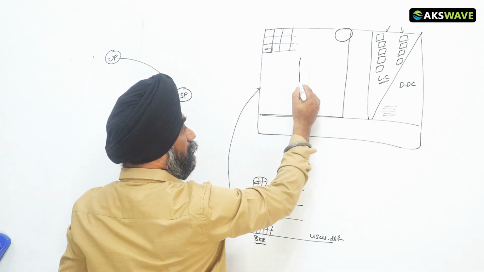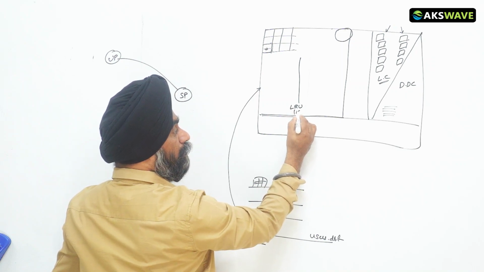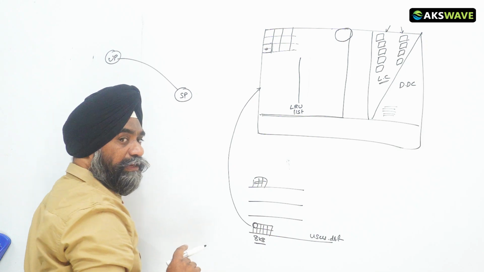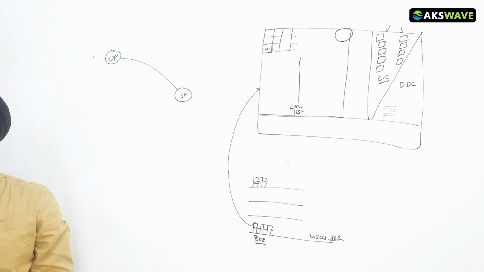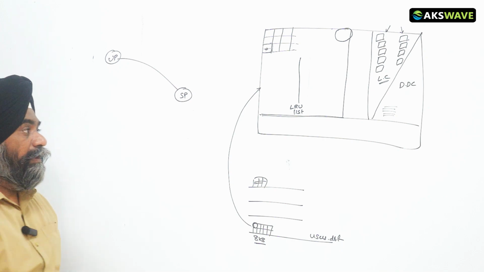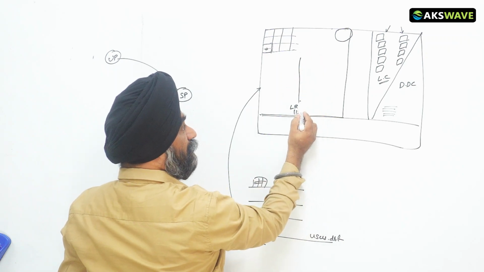A list. This list is called the LRU list. What do you mean by LRU? Least recently used. Okay, LRU, a list. Now, what does this list contain?